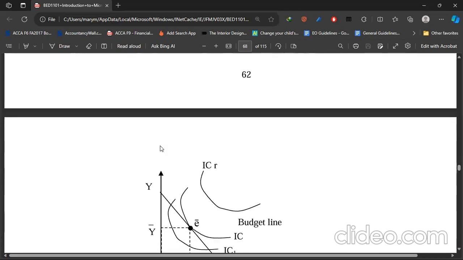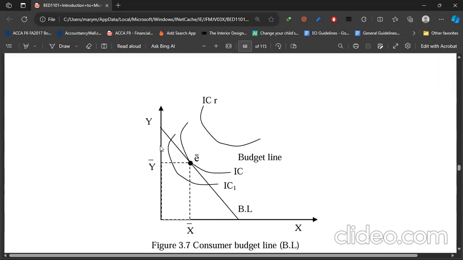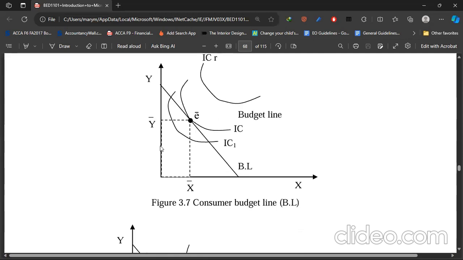So how does a tangent line look? It runs from X to Y, and you can see it normally cuts across the indifference curve. You can see the budget line there. When you're discussing a budget line, it's just a graphical representation, which you can see there, of all possible combinations of two goods which can be purchased with a given income and prices, so that the cost of each of these combinations is equal to the money income of the consumer.